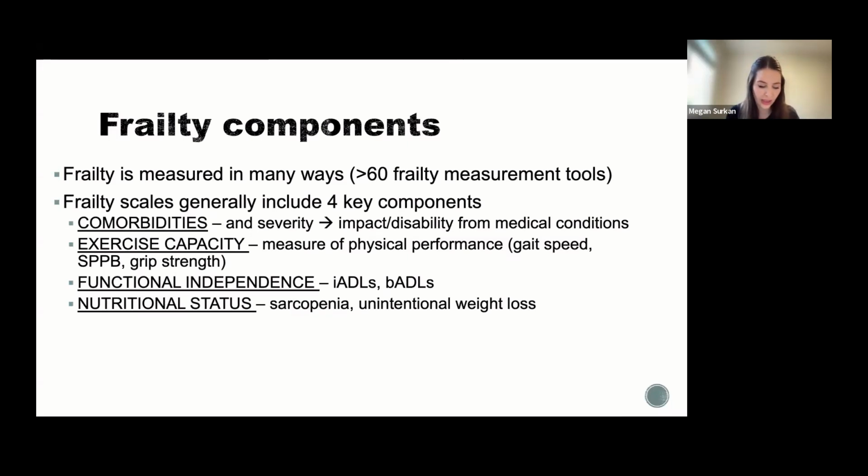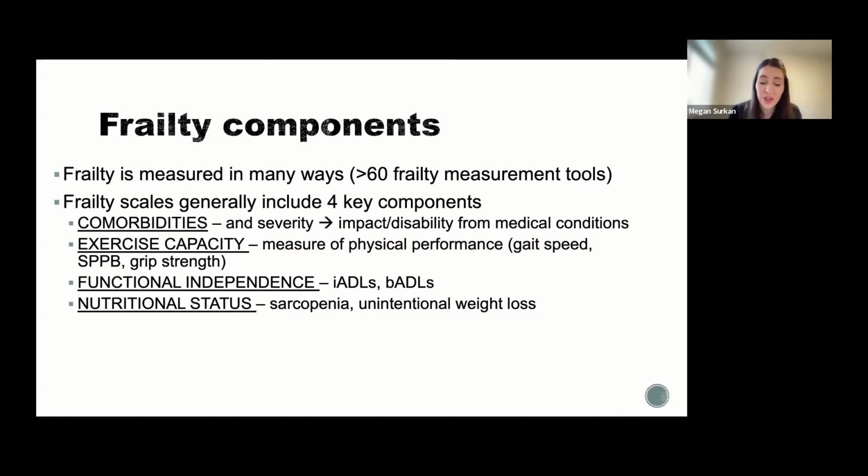So, if someone is MRC class 4 from their COPD versus they've never had an exacerbation and have no limitation on their exercise from dyspnea. Second, exercise capacity. There's usually some measure of physical performance, whether it's gait speed, timed up and go, grip strength, or what's called a short physical performance battery. There's all sorts of ways of measuring exercise capacity.